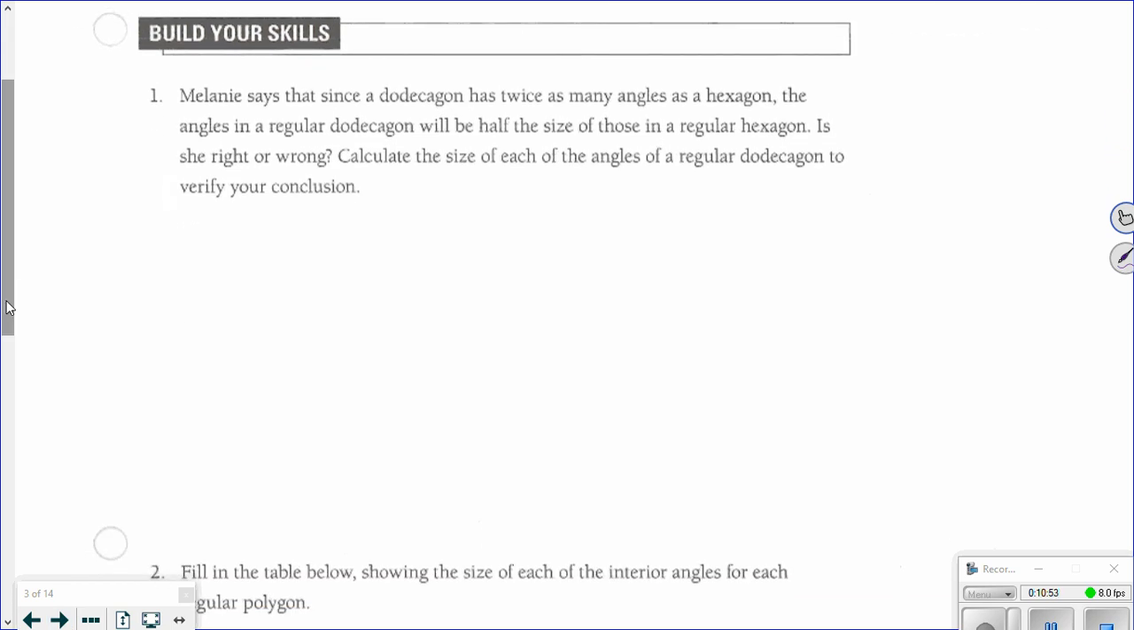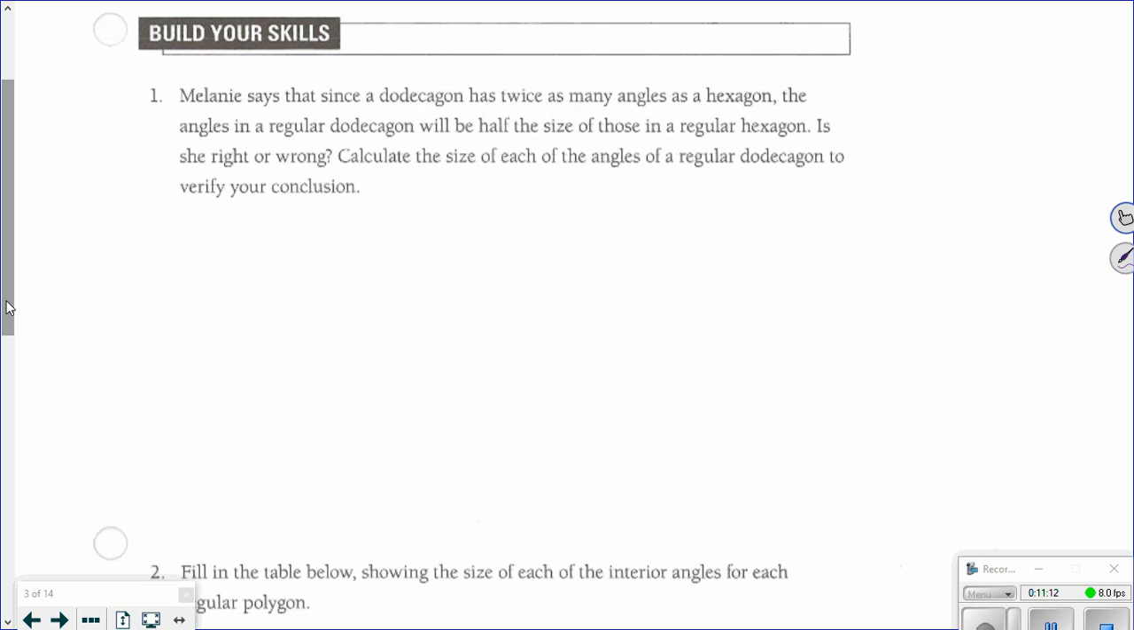Okay, so the next question says that Melanie says that since a dodecagon has twice as many angles as a hexagon, the angles in a regular dodecagon will be half the size of those in a regular hexagon. Is she right or wrong? Calculate the size of each of the angles of a regular dodecagon to verify your conclusion.